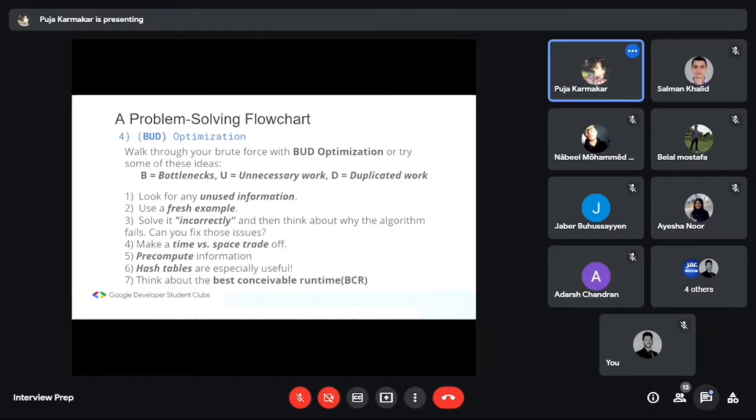Okay, make a time versus space trade off. What do I mean? Sometimes storing extra state about the problem can help you optimize the runtime. So just make sure that you know what the total space your algorithm or your code is taking up. Is it making the whole overall code slow?